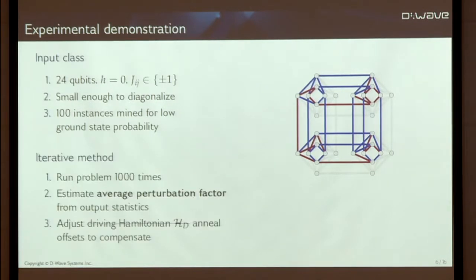Okay. And so what we're going to do is exactly the same thing that Neil and Mohammed did kind of 6 years ago. We're going to run the problem 1,000 times, and we're going to estimate this perturbation factor from the output statistics. And we're just going to rearrange the sum so that the average perturbation factor is just going to be the probability that this qubit is floppy, so that it has 0 effective field in the classical state. And then we're not going to adjust the driving Hamiltonian because we can't do that directly. We're going to adjust the anneal offset. So we're just going to anneal it earlier if it's frequently floppy, and we're going to adjust it later if it's infrequently floppy.